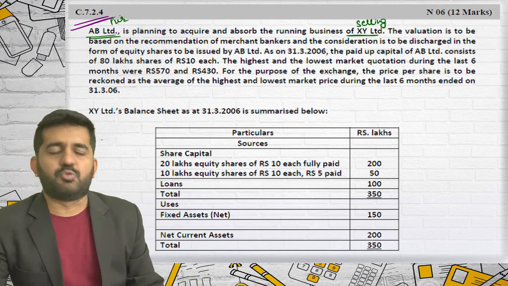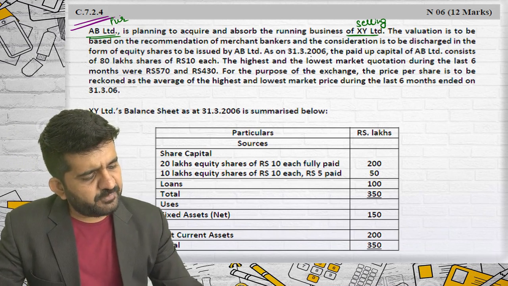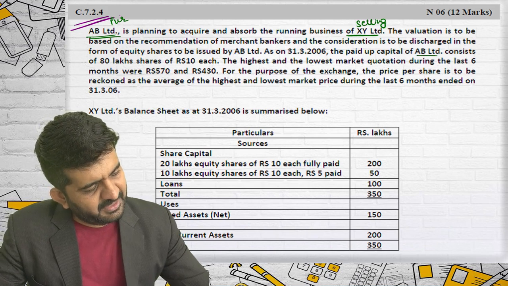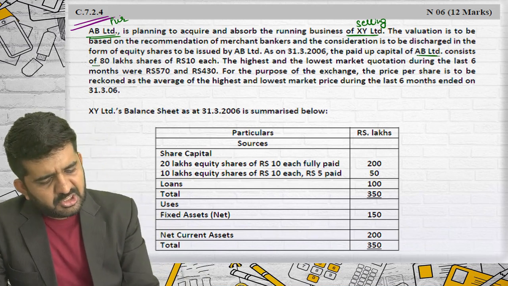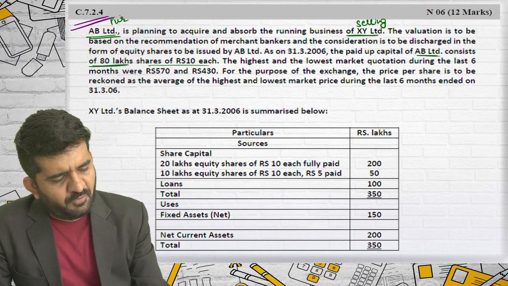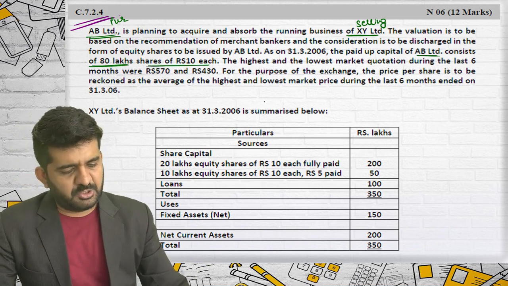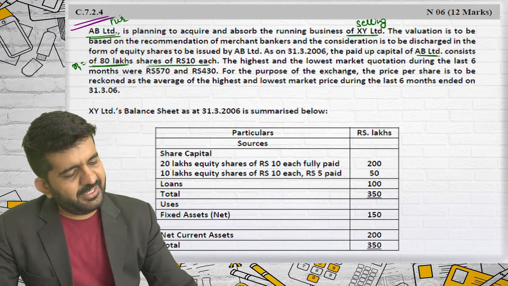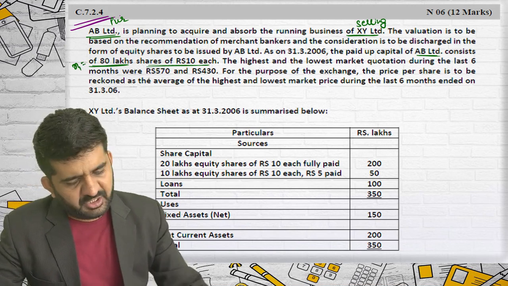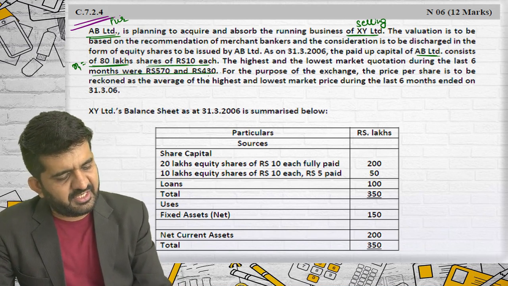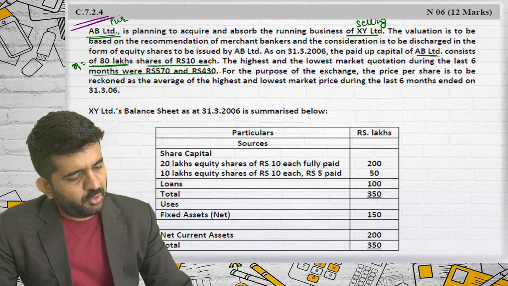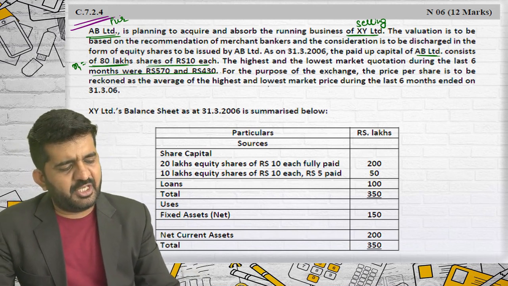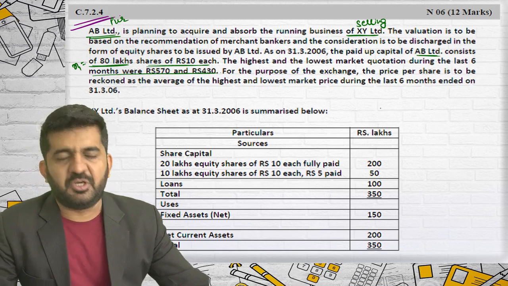Alright, so this is very normal. As on 31st March 2006, the paid up capital of AB Limited, the purchasing company, consists of 80 lakh shares of rupees 10 each. This is face value. But the number of shares N1 is 80 lakhs. The highest and lowest market quotation during the last 6 months were 570 and 430. For the purpose of exchange, the price per share is to be reckoned as an average of the highest and lowest of the market price during the last 6 months.